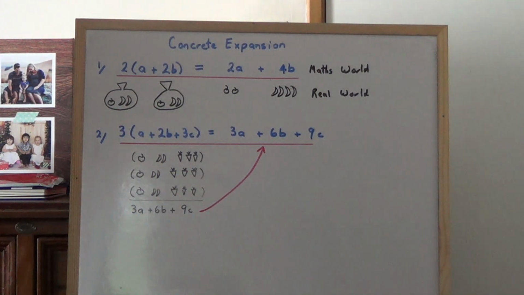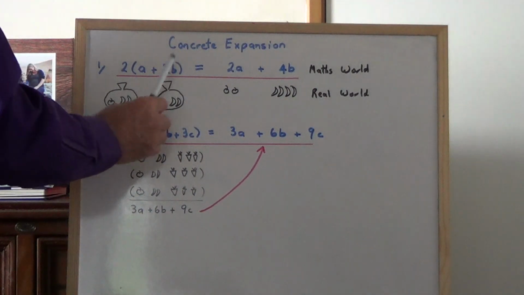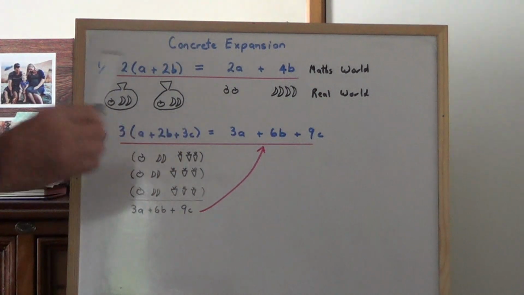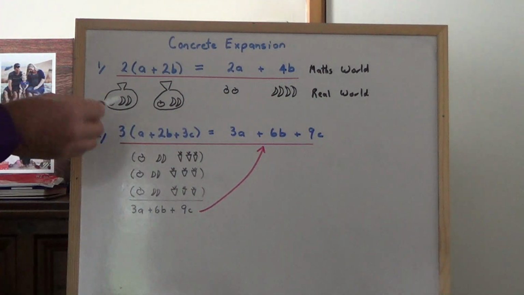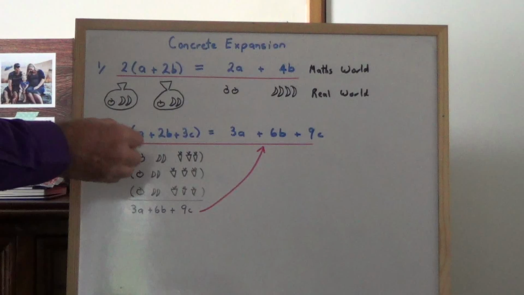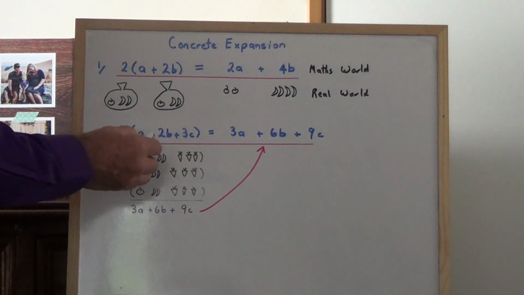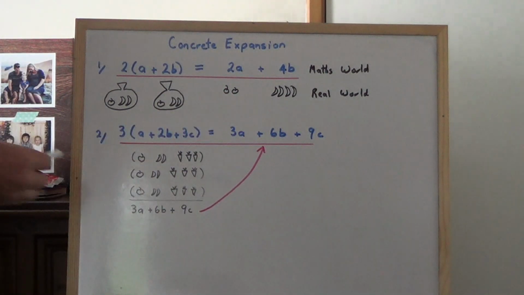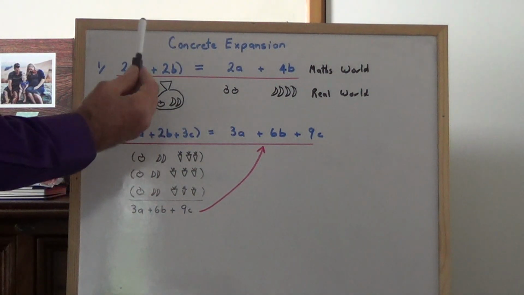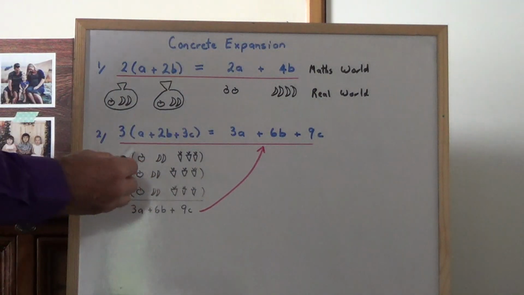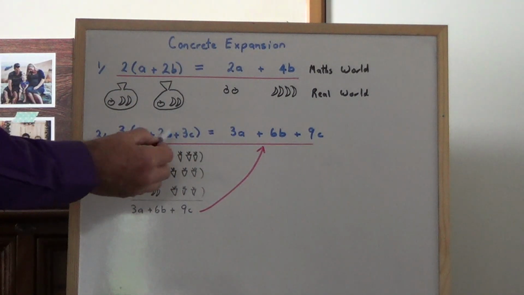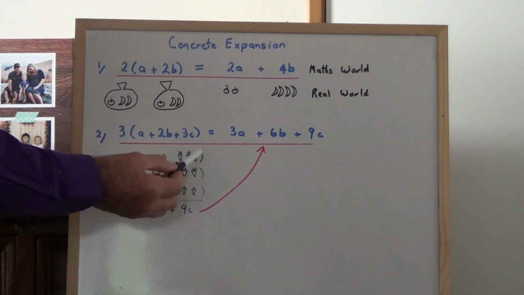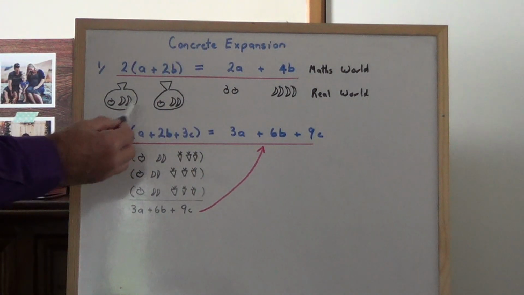Right. Now the next question is done a little bit differently. Instead of drawing sacks, I just do brackets, because a bracket is a sack. And this question here, in the mathematical world, it's 3 bracket A plus 2B plus 3C, close your bracket. So A is an apple, B is banana, and C is a carrot. So in each sack, which is a bracket, you have an apple, 2 bananas, and 3 carrots. And that 3 tells you you've got 3 sacks.